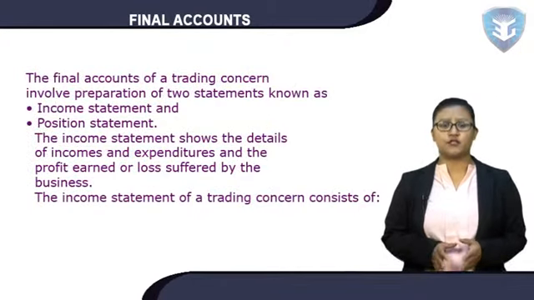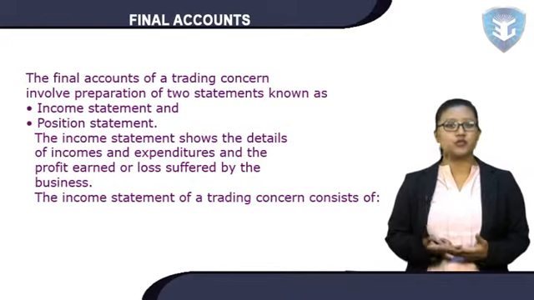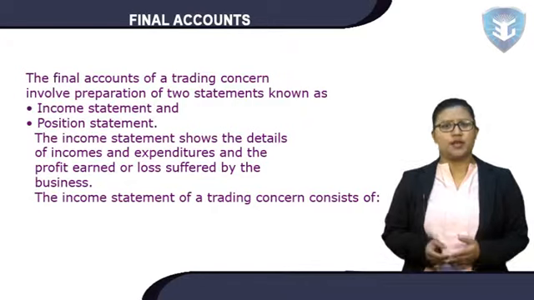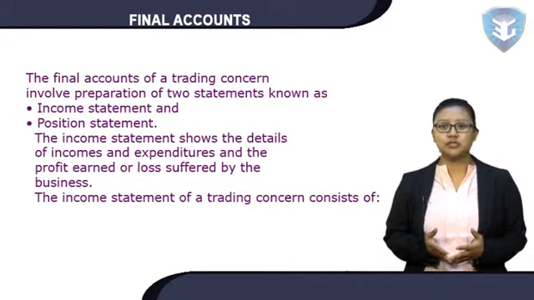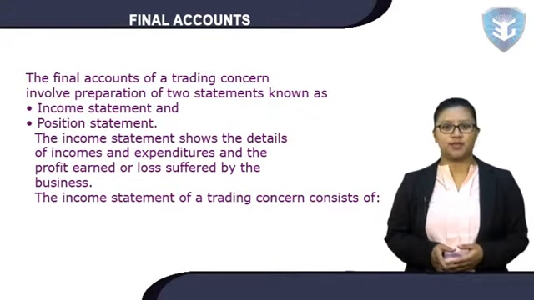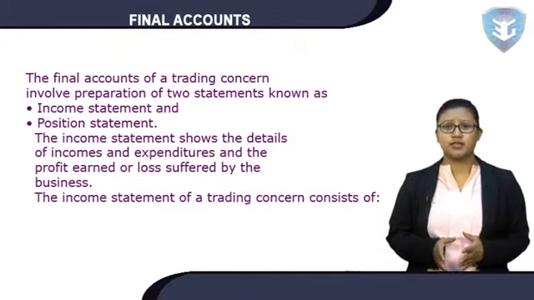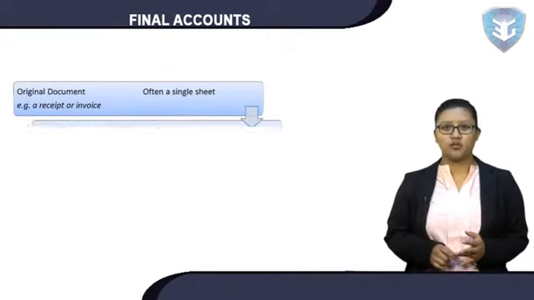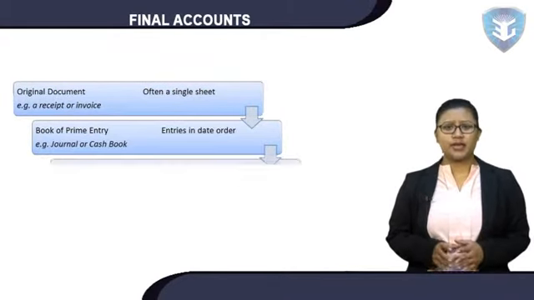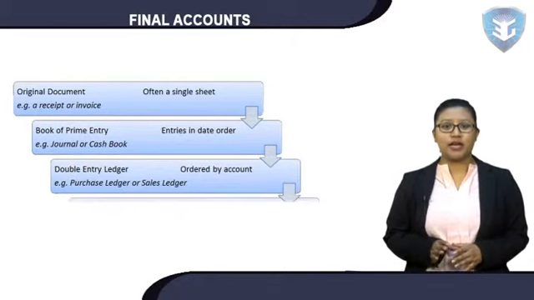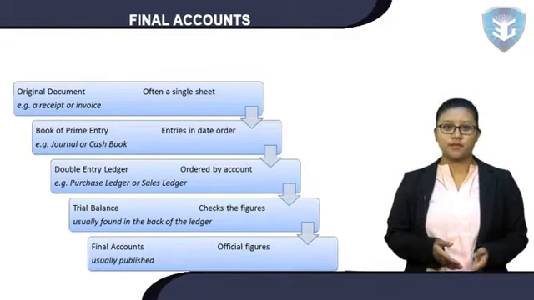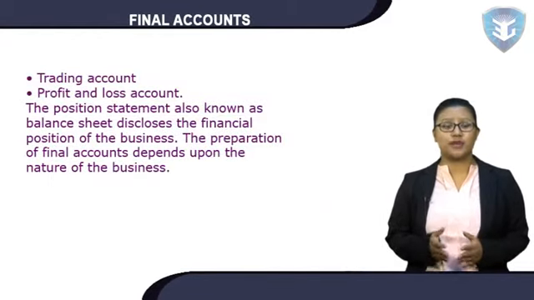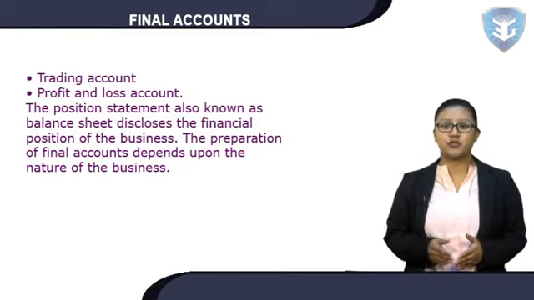The final accounts of a trading concern involve preparation of two statements known as income statement and position statement. The income statement shows the details of incomes and expenditures and the profit earned or loss suffered by the business. The income statement of a trading concern consists of trading account and profit and loss account. In case of manufacturing concerns, it also includes preparation of manufacturing account in addition to these accounts. The position statement, also known as balance sheet, discloses the financial position of the business.